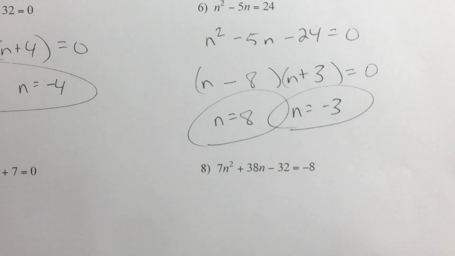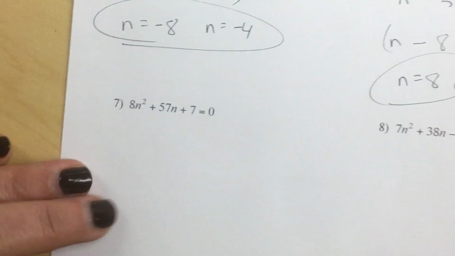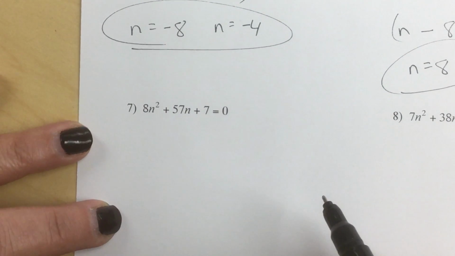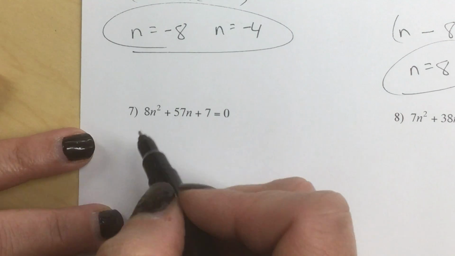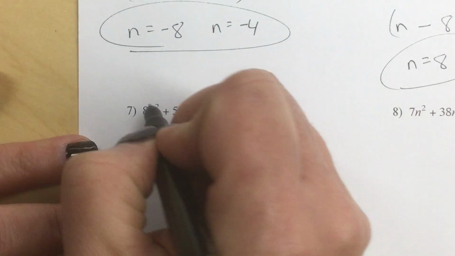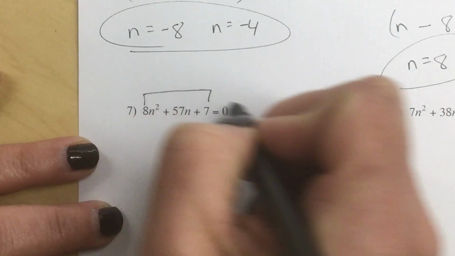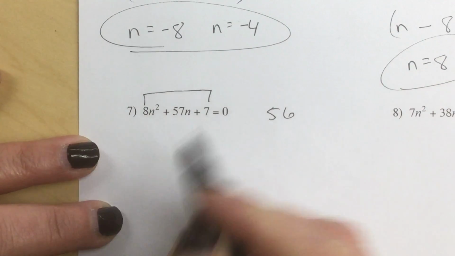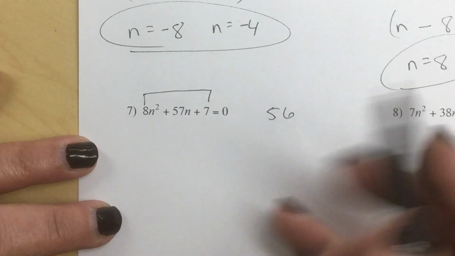Okay, the next 2 are a little bit more difficult. I'm going to work these the long way. Some of you know a shorter way to do it, but if that confuses you, I think you just need to do the long way. So 8 times 7 is 56. You always start by taking the first number times the last number.